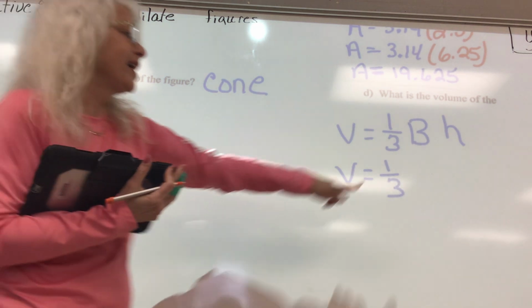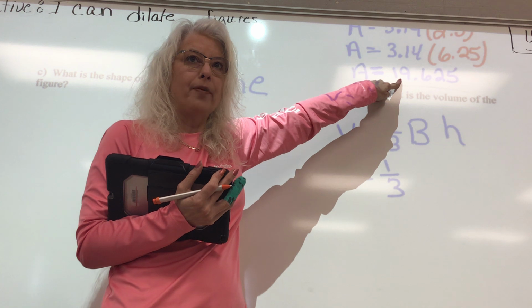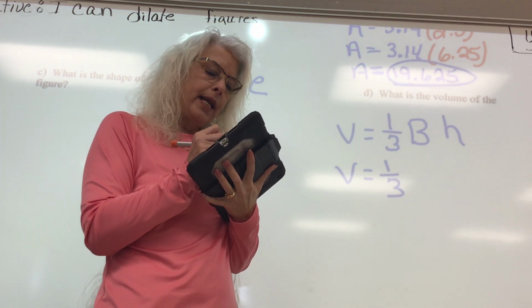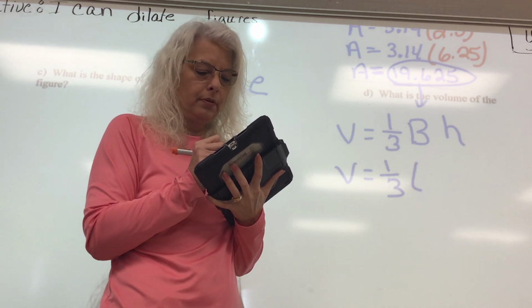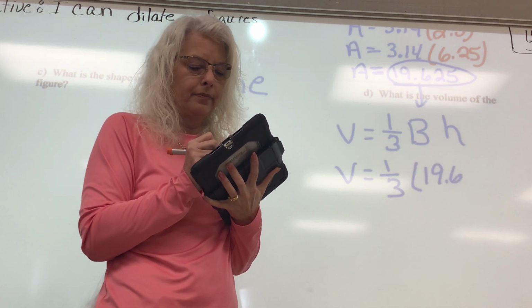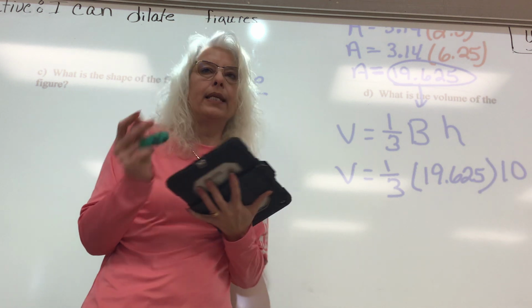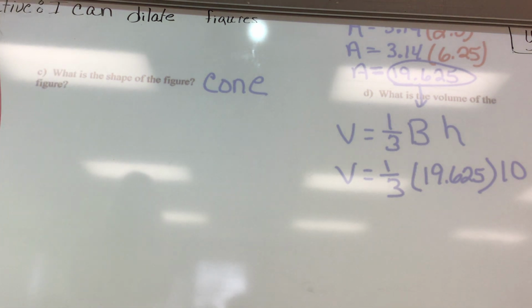So in place of the capital B, I'm going to take my answer from part B, and I'm going to put that in for the capital B. And then the height of the cone is 10. Do I have any exponents to take care of? Nope. All we have is multiplying, so go ahead and do that, please.